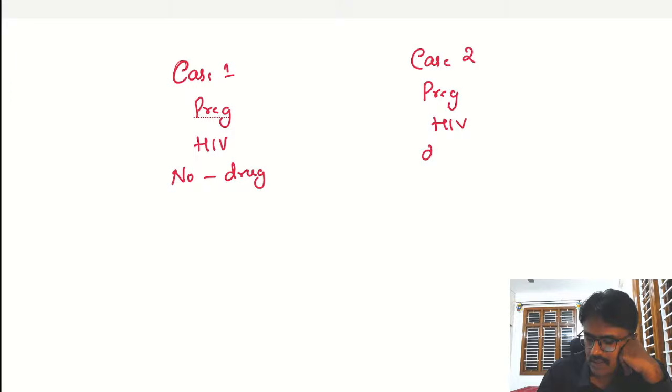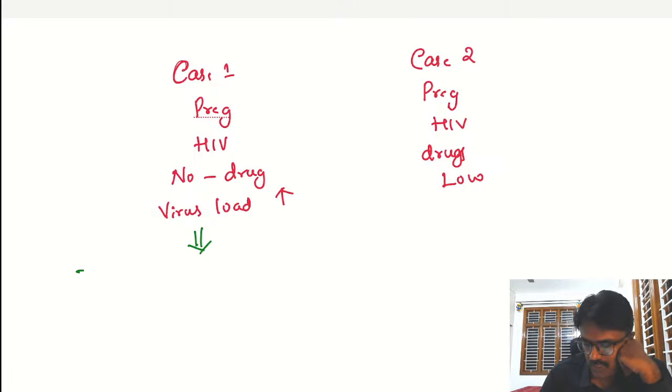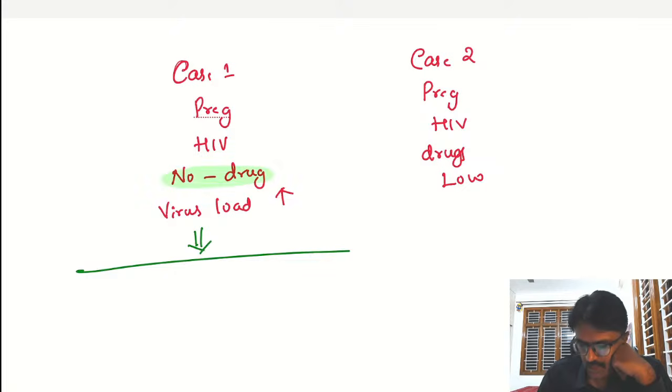Patient is on drugs for HIV. Then we check the virus load. It's high, it's low. So how do you manage? How do you give prophylaxis in case 1 for the baby? Here she is not on any drug. The virus load is high, so the transmission rates are high.